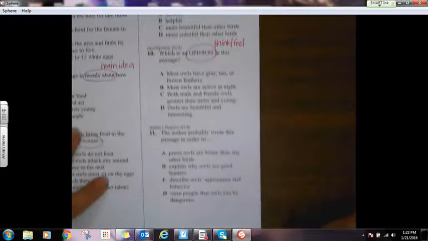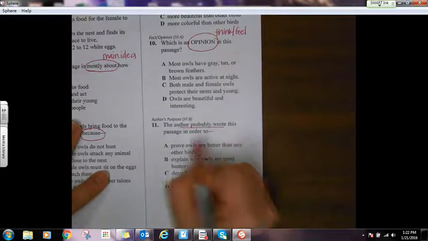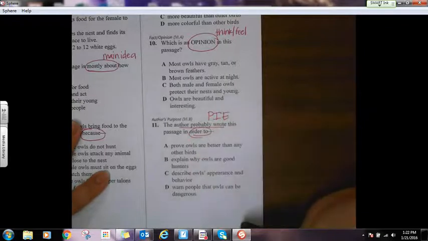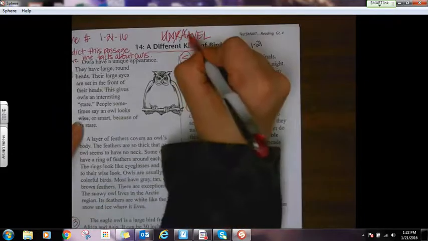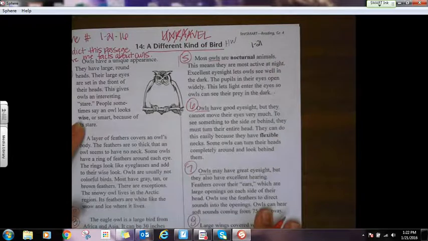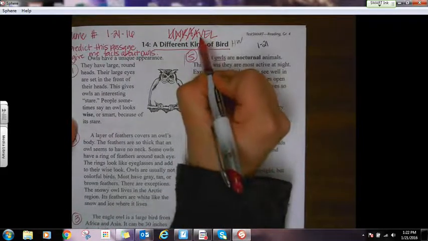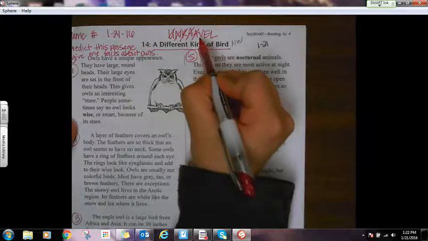Number 11, the author probably wrote this passage in order to, so think about PIE. Okay, what was the author's purpose in writing this text? And that's it. So we can cross off both A's. Now at this point I'm going to stop the process of unravel. You know that V stands for venture through the passage and read it to yourself.